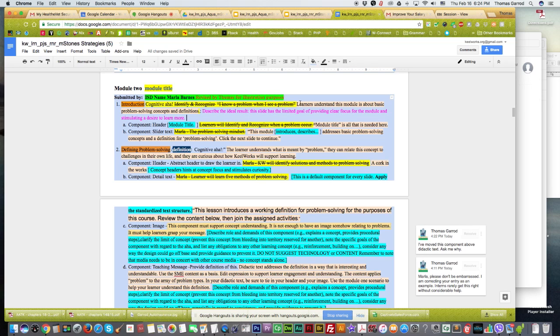That's the aha. What you want to put down here for the header is just what the module title is. This module addresses, so each module, the intro text is going to be this module does something. And then you're going to have click the next slide to continue. In this case, this module addresses basic problem solving concepts and probably should say provides a definition for problem solving.